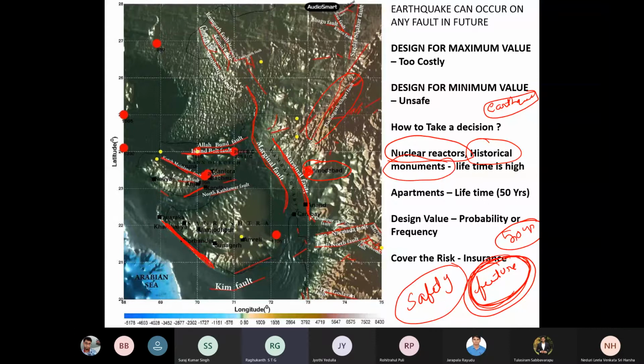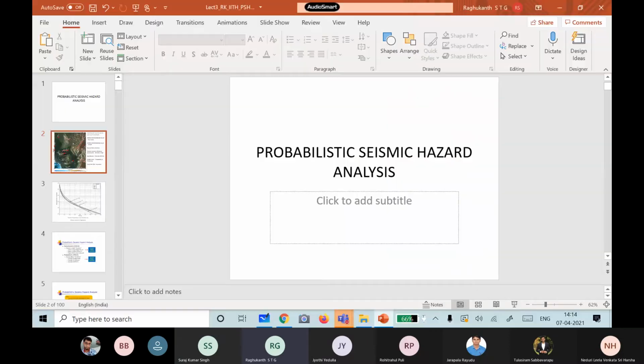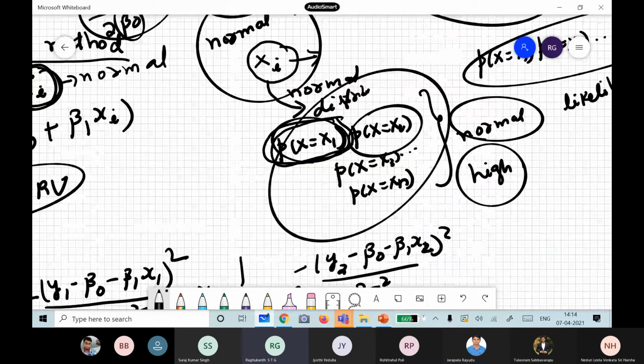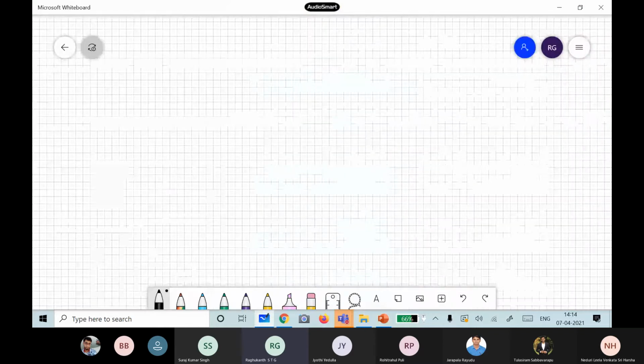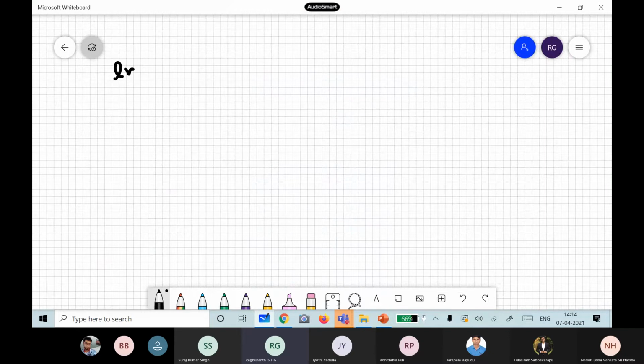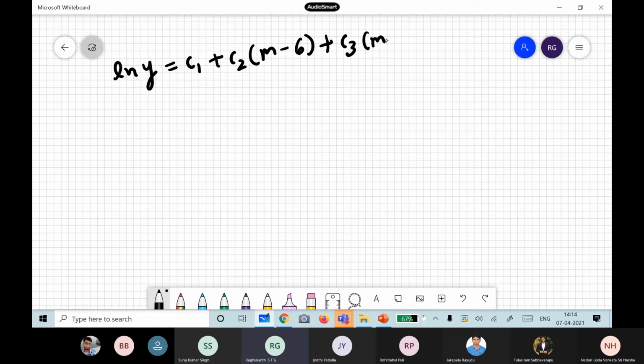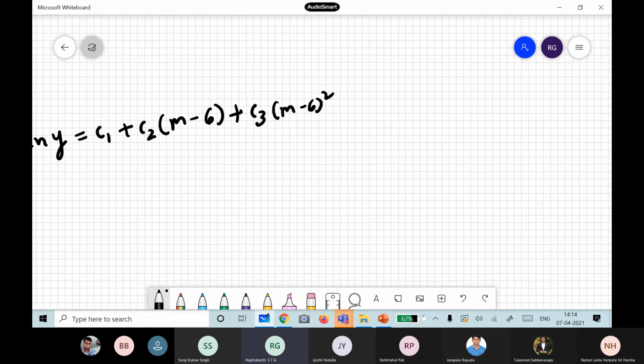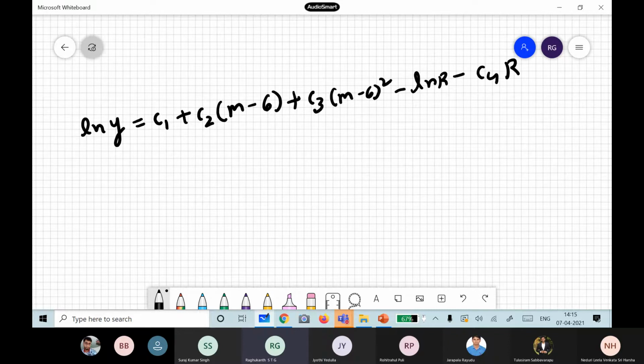But nowadays, for example, if you see one simple thing, like log y, this is my expression, the attenuation equation. I have log y equal to c1 plus c2 (M minus 6) plus c3 (M minus 6) whole squared, minus log r minus c4 times r. So this is a typical GMPE for peninsular India, for rock sites.